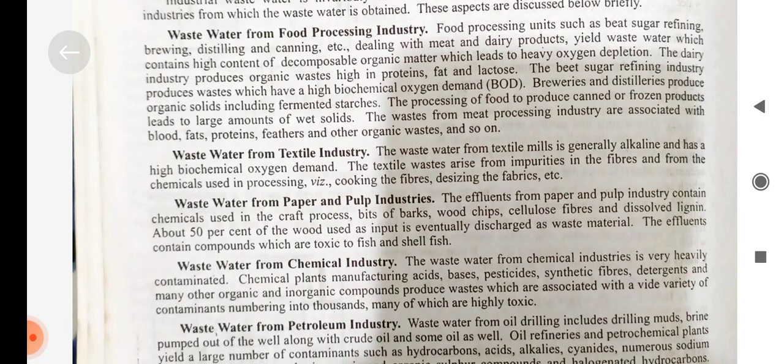Food processing units such as beet sugar refining, brewing, distilling, and canning, and those dealing with meat and dairy products yield wastewater which contains a high content of decomposable organic matter, which leads to heavy oxygen depletion. The dairy industry produces organic wastes high in protein, fats, and lactose. The beet sugar refining industry produces wastes which have a high biochemical oxygen demand, that is BOD.